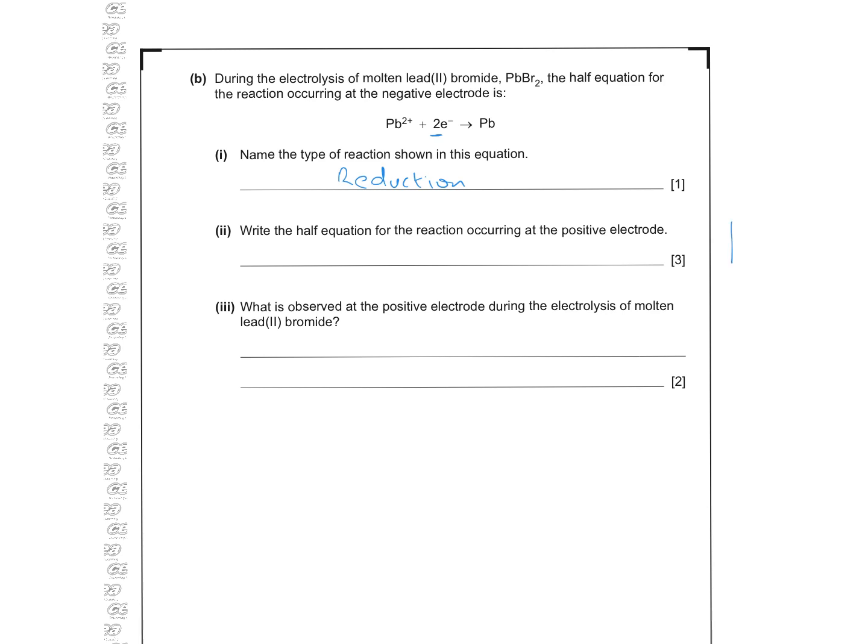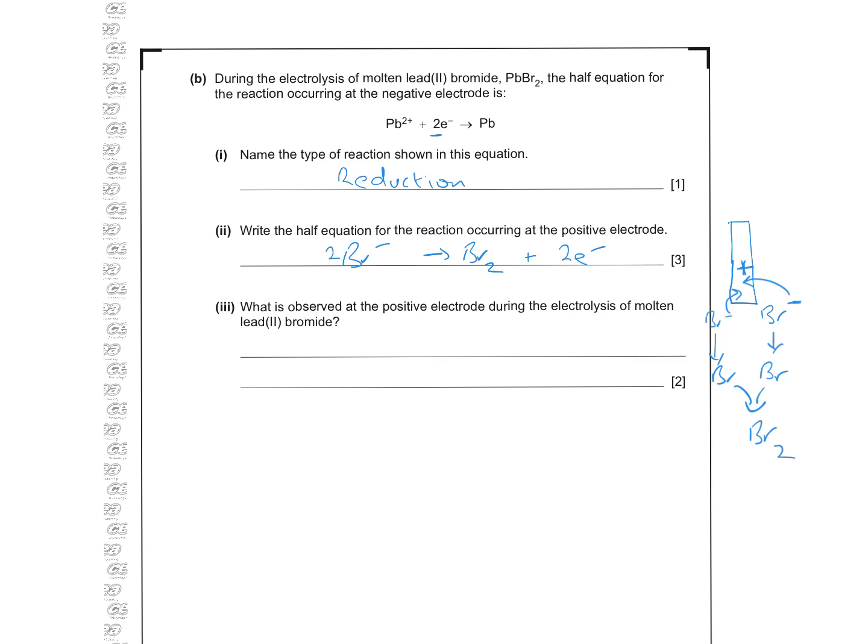I'll draw the anode out. That's plus, and this is where the bromide ions migrate to or are attracted to. Obviously they're minus, going to be attracted to the positive electrode. Now each bromide ion loses an electron and is turned into a bromine atom. And that happens twice. So we get 2 bromine atoms formed. They combine to form a bromine molecule. So the equation which occurs is 2Br⁻ goes to give Br2 plus 2 electrons.